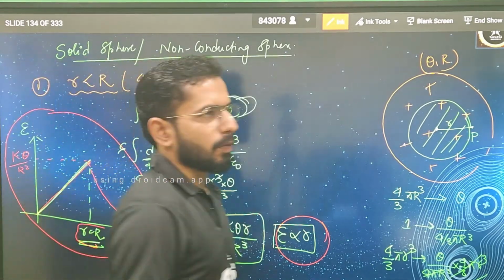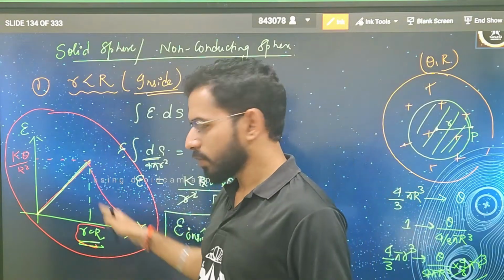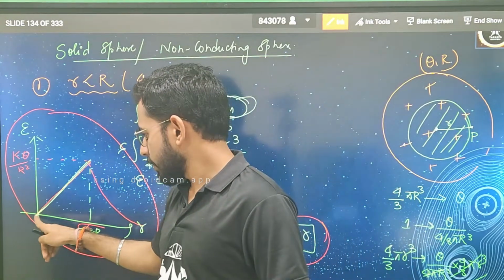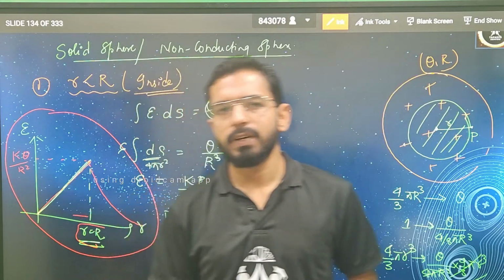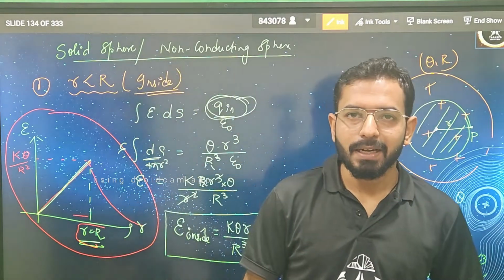And for hollow, what will it be? Outside will be the same. But inside will be zero, because inside there is no charge present, that means there is no electric field as well. Is it clear to you?